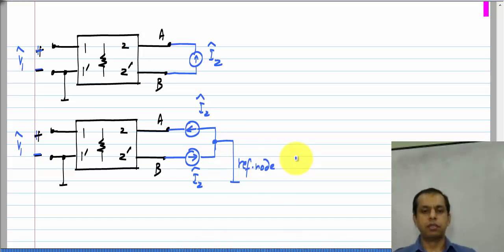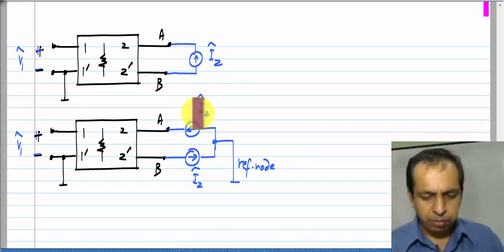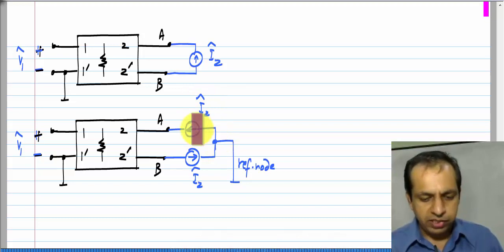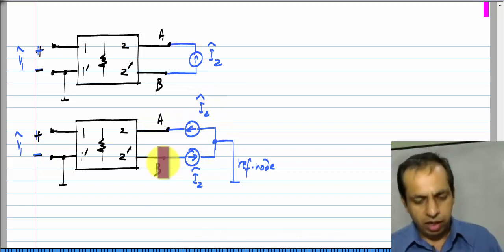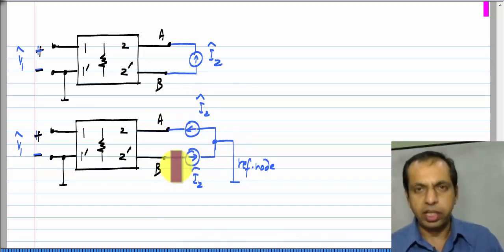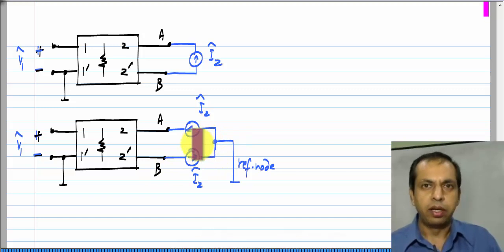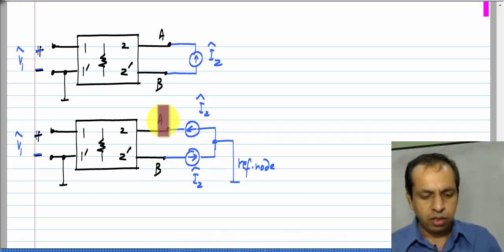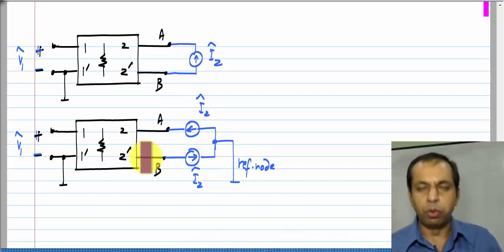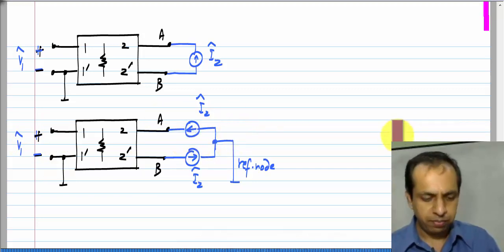Okay. Now, why do I do this? By doing this, I see that this upper current source is basically exciting port A, and this lower current source is exciting port B. Okay. I already know the results between port A and port 1 and port B and port 1. I know that reciprocity holds. So, that is why I do it like this. Okay.